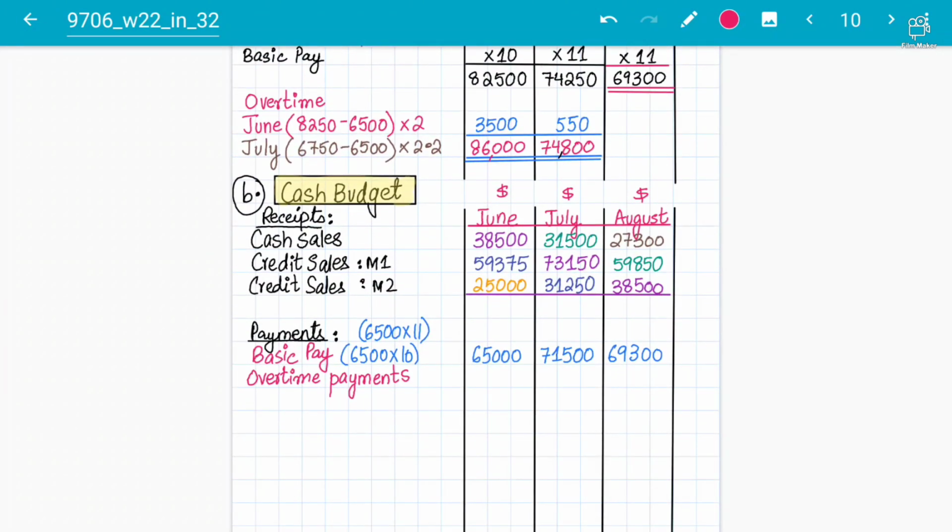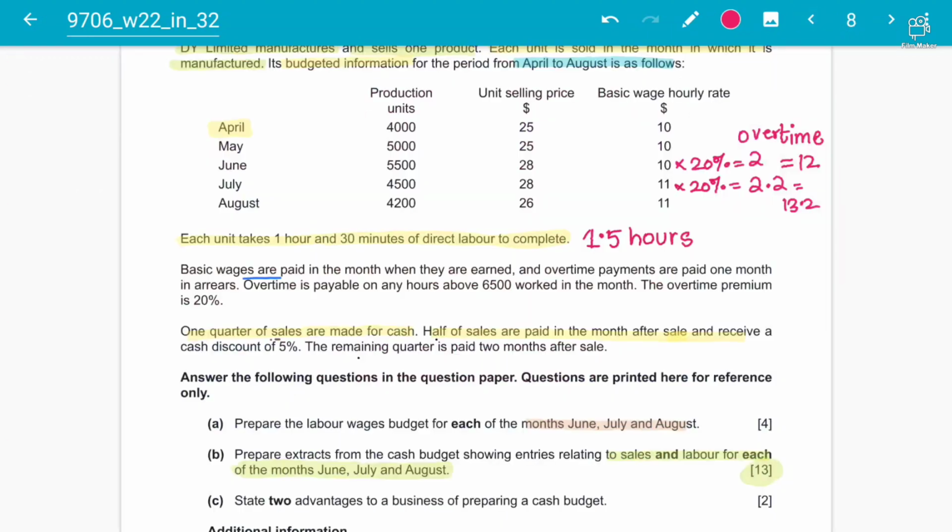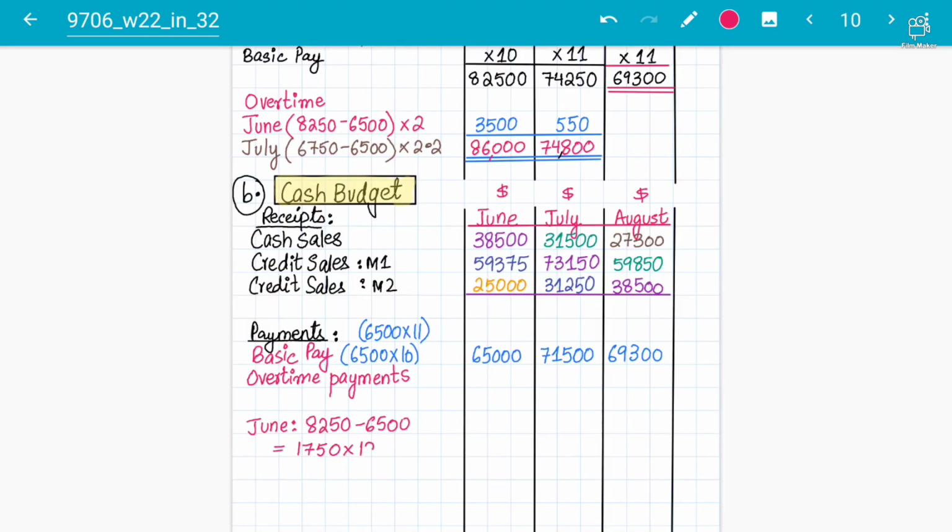So total for June, the total hours were 8,250 minus 6,500, the basic hours already done. So 8,250 minus 6,500, that is coming as 1,750 hours, and you are being paid overtime for that. That is going to be for June at the rate of 10 plus 2, $12. Okay, students, so $12 you are being paid for that. So 1,750 into $12, that is 21,000, and this 21,000 you are going to receive when?